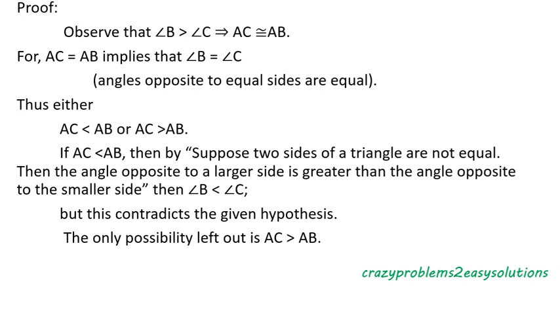if two sides of a triangle are not equal, then the angle opposite to the larger side is greater than the angle opposite to the smaller side. So this is the construction for the given hypothesis. The only possibility is that AC is greater than AB. AC less than AB is not possible, because of the previous proposition we have proved.